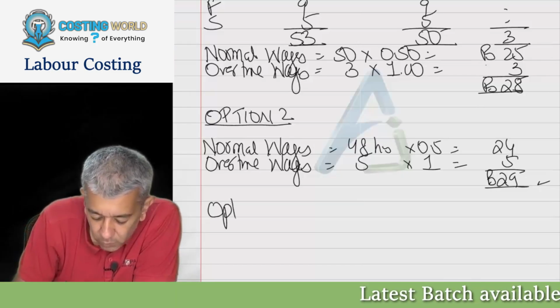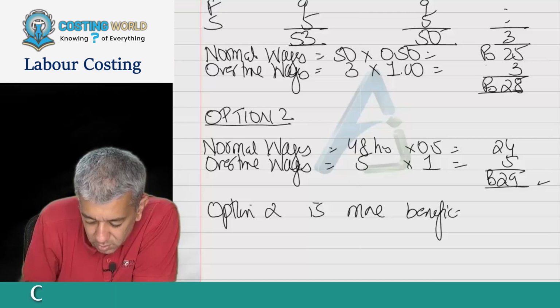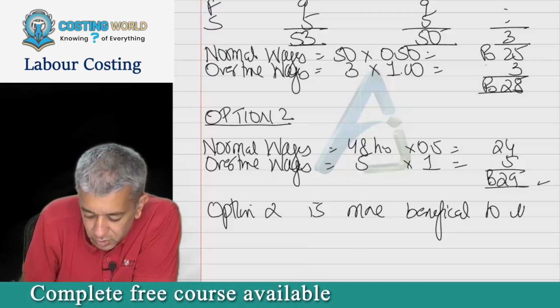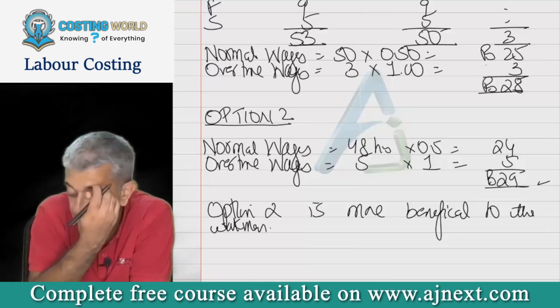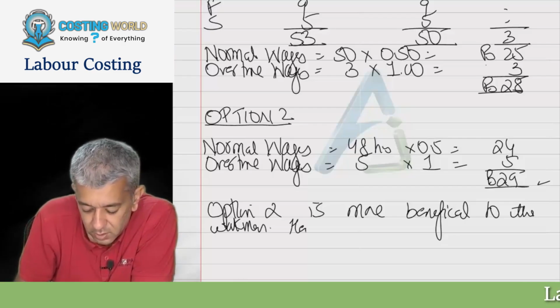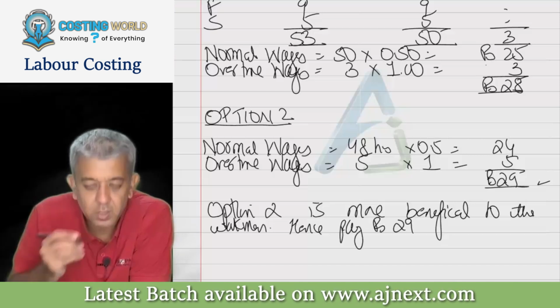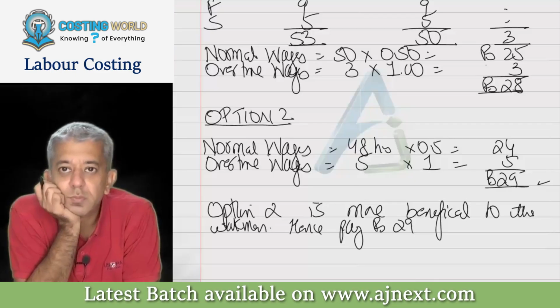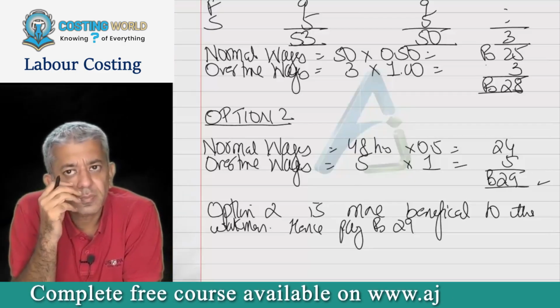So write down: option 2 is more beneficial to the workman. Hence pay rupees 29. Done, everybody? Done, sir. Now see.